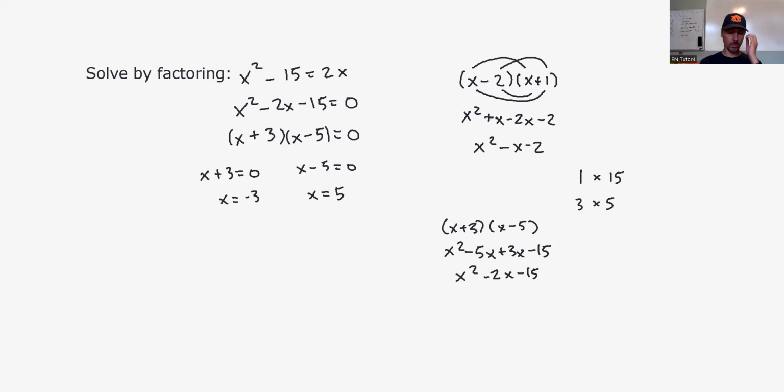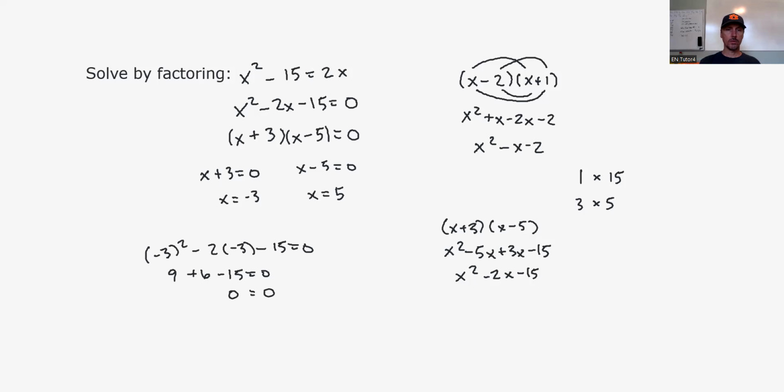What we actually need to do is always plug our values back in to make sure that we get a true statement, that this side truly equals 0 when we plug in negative 3 and 5. For the first one, negative 3 squared minus 2 times negative 3 minus 15, does that equal 0? Negative 3 squared is 9, negative 2 times negative 3 gives us positive 6, minus 15. Sure enough, we get 0 equals 0.